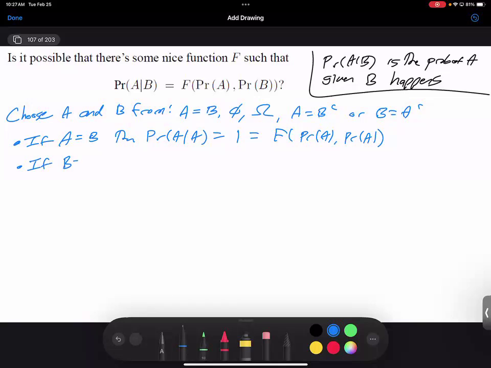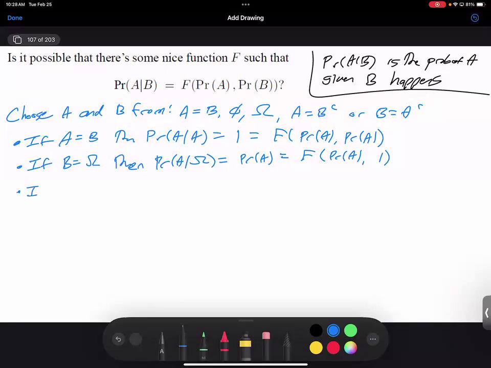If B is everything, then what's the probability of A given something happens? It's just the probability of A. And then that would be F of the probability of A and 1. So if I have some function, it would have to reduce to just the probability of A. So if I'm thinking of F as a function of, say, two variables, x and y, it's got to reduce to just x if y equals 1.